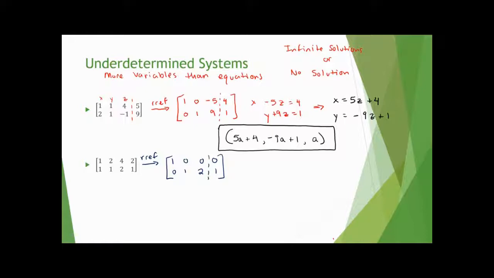Okay. So the first row, that tells me x is equal to 0. So I have a value for x. The second row, it tells me y plus 2z equals 1. So y actually depends on z. So if I solved that for y, then we got x equals 0, y equals negative 2z plus 1.